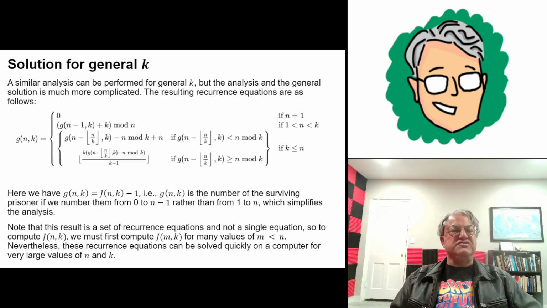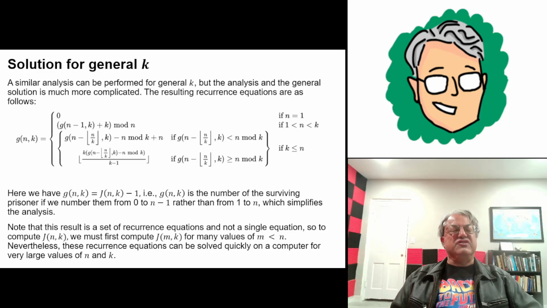In computer science people do this all the time. It's much more natural to start counting with 0 than with 1. So if you number the prisoners from 0 to n minus 1 instead of from 1 to n, the analysis simplifies quite a bit. And that's how we're counting things here with these formulas. But you can easily convert that back to the Josephus number when you're done. You just add 1.